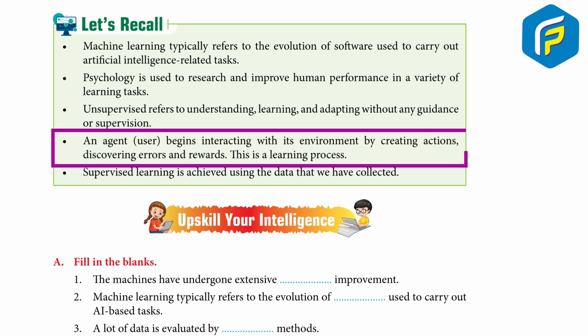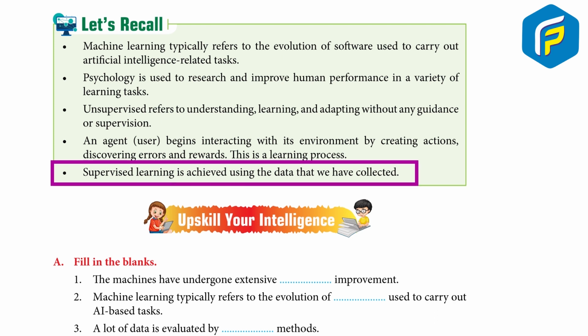An agent begins interacting with its environment by taking actions, discovering errors and rewards. This is a learning process. Supervised learning is achieved using the data that we have collected.